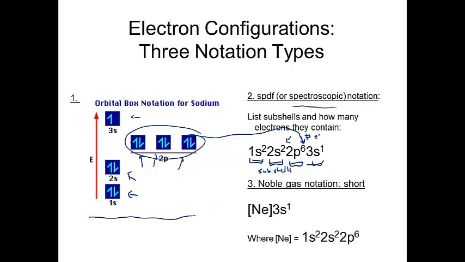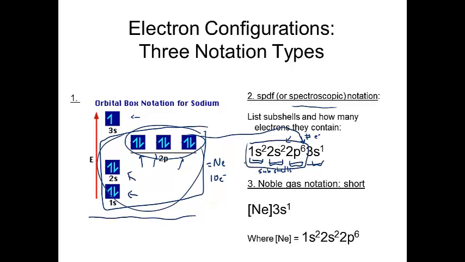Finally, we have the noble gas notation, which is the shortest and quickest. The idea here is that that chunk right there equals the electron configuration for neon, which has 10 electrons. So instead of writing all of this out, we count that as just neon. We put neon in square brackets and just write what comes after it. And so that's the noble gas notation.